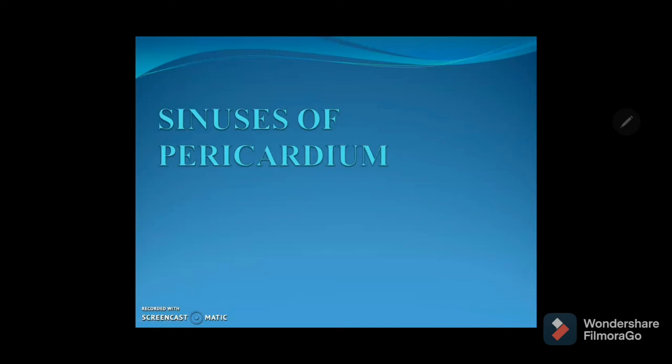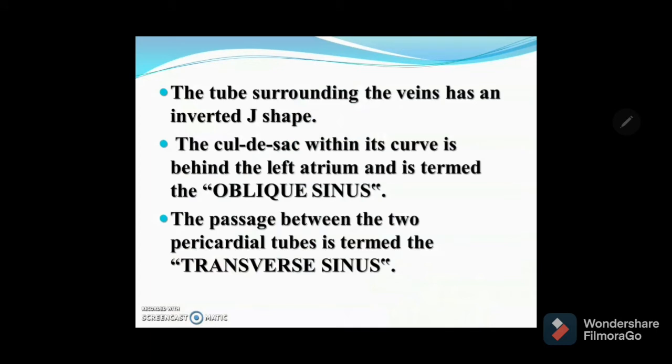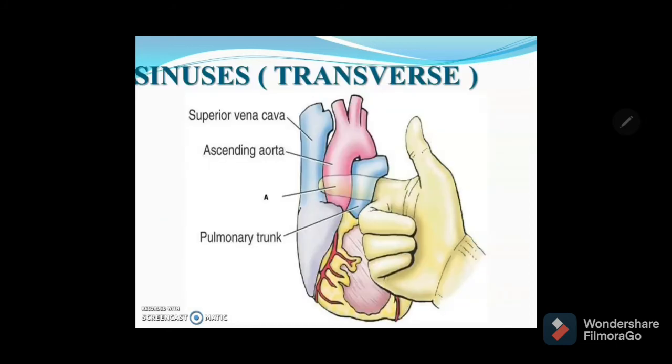Now coming to the sinuses of the pericardium. So what are these sinuses? Nothing but the gaps in the pericardium. You can see this is a transverse one, and here you can see the oblique sinus, which is inverted J-shaped. The tube surrounding the veins has an inverted J shape, that is called as oblique sinus, and the passage between the two pericardial tubes, arterial tubes and venous tube, is called as a transverse sinus. So transverse sinus is there between the superior vena cava, pulmonary veins, and ascending aorta and pulmonary trunk in front.